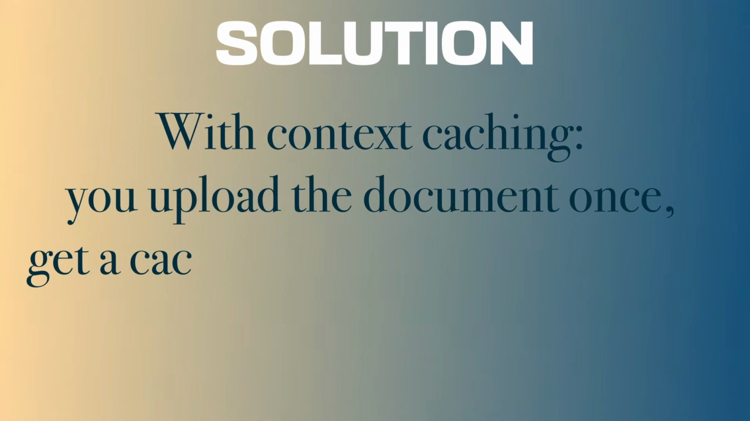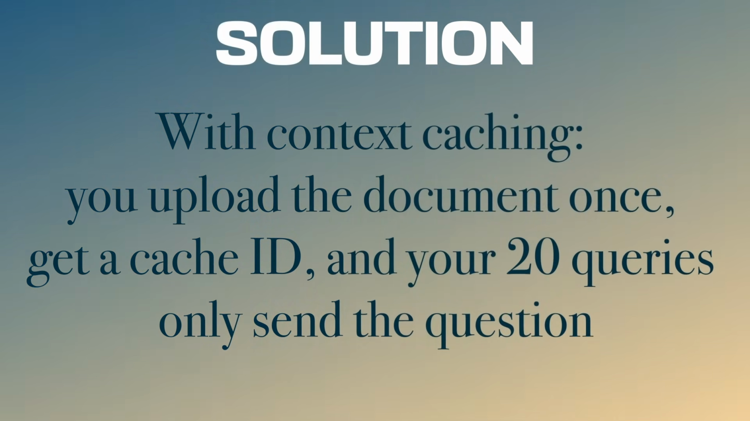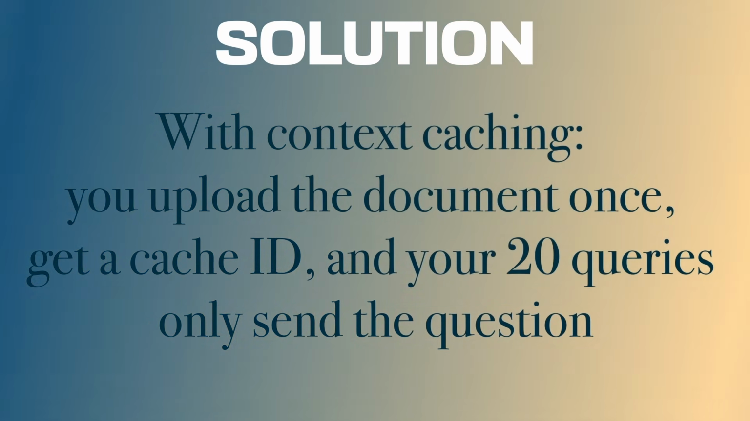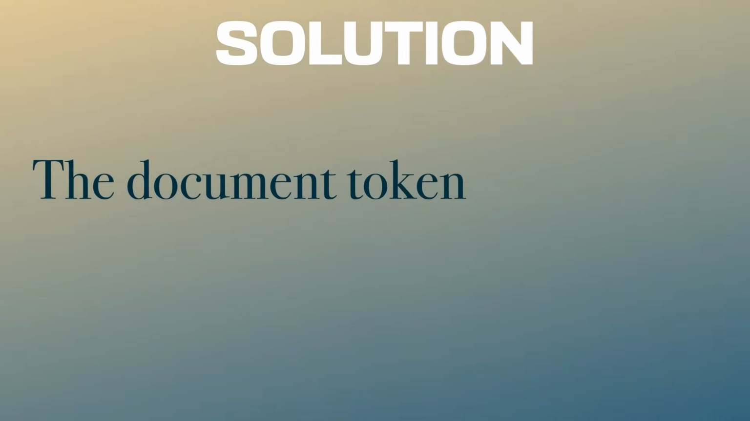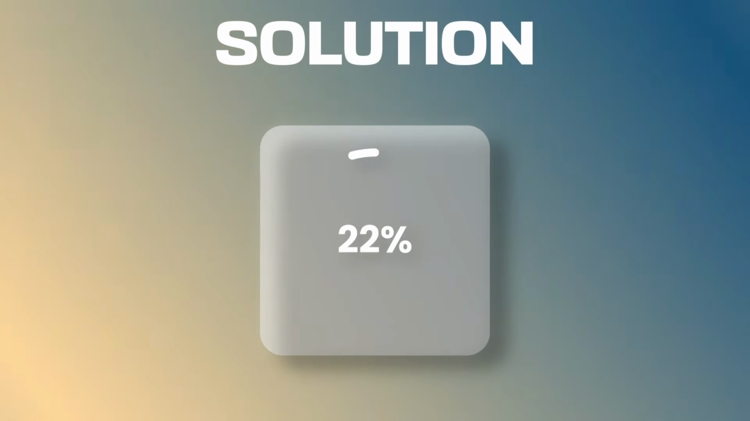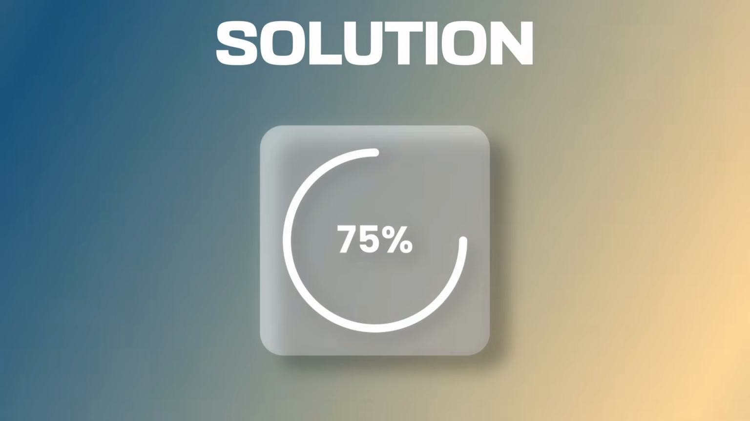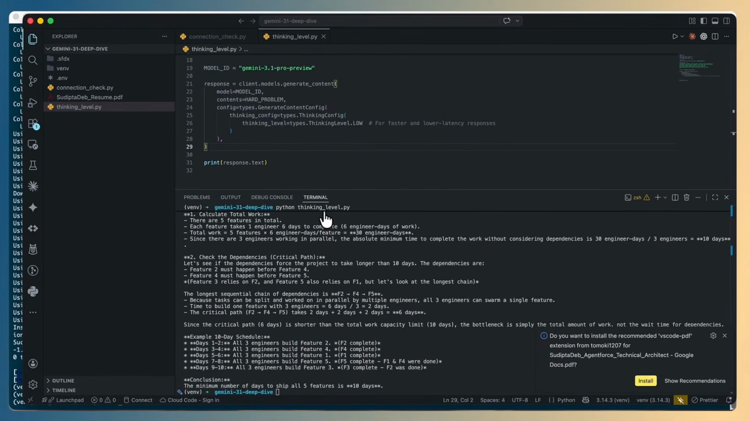But with context caching, you upload the document once, get a cache ID, and your 20 queries only send the question. The document tokens are served from cache at a fraction of the cost. So you're basically reducing your API bill cost by almost 75%. So with that, it's time to write a Python program to understand this new feature.